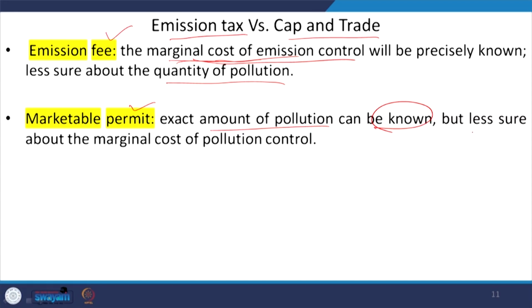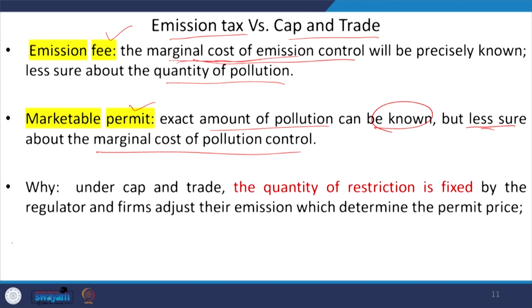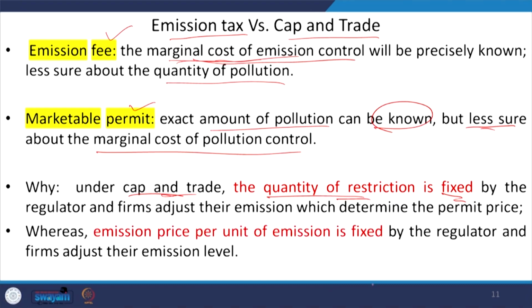Then, the lesser known is the marginal cost of pollution control. So, why is it so? Because you know that under this cap and trade, the quantity restriction, or the upper limit of pollution, is fixed by the regulator itself. And all the polluting firms are asked to adjust their emissions, which determines the permit price.